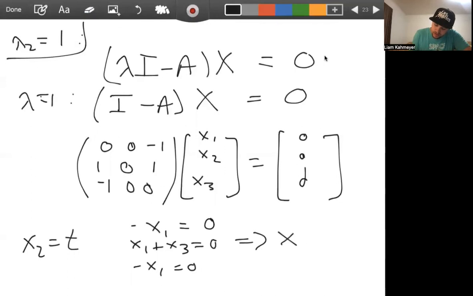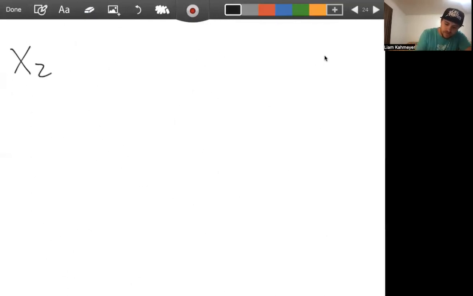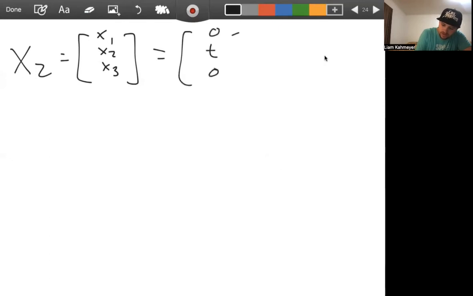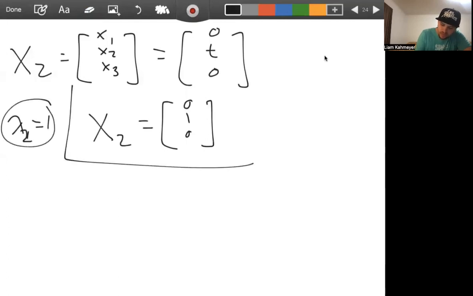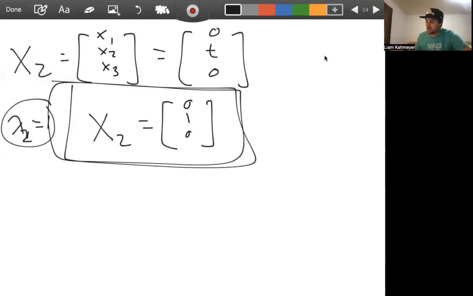This implies that x3 is also equal to 0, and so these are vectors of the form x1, x2, x3, which looks like 0, t, 0. We can take a basic eigenvector of t equals 1 to get, so for lambda 2 equals 1, we get the eigenvector 0, 1, 0, right?